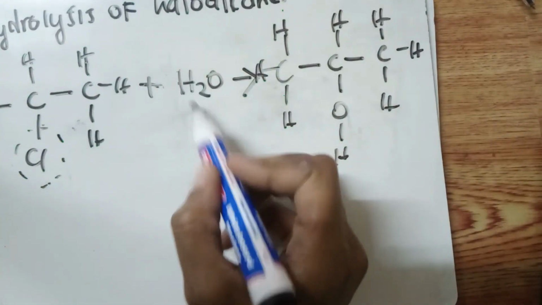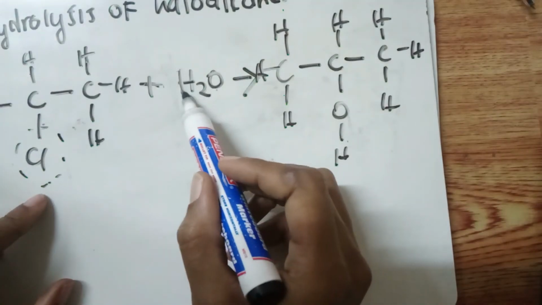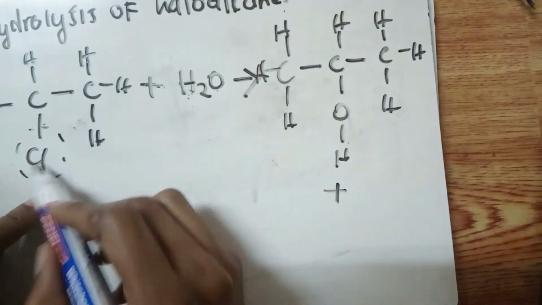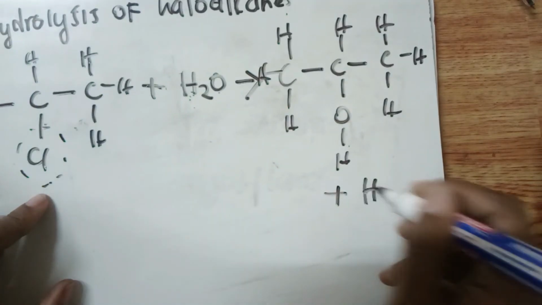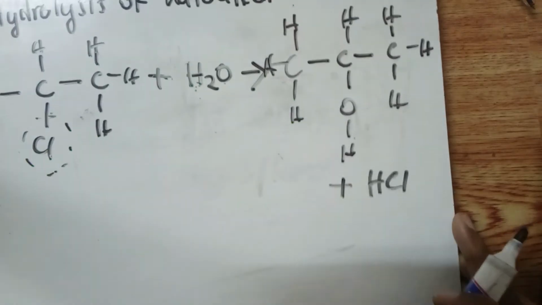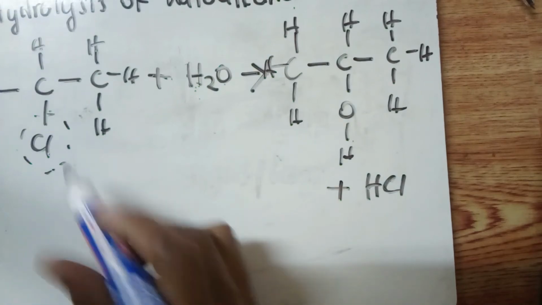And then obviously we took one H and oxygen from here. It means that we are still left with a hydrogen. This hydrogen that comes from the water molecule will bond with the chlorine and will form HCl, or hydrochloric acid. Cool, right? And then the reaction condition for this is that this haloalkane has to be dissolved in ethanol.